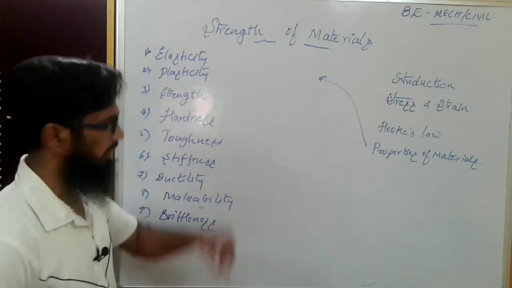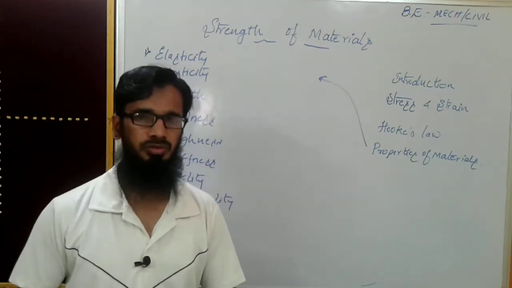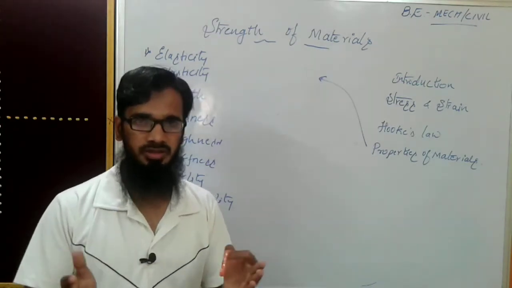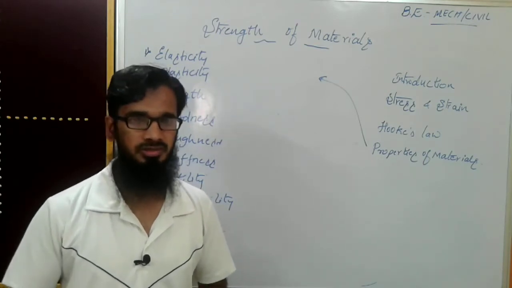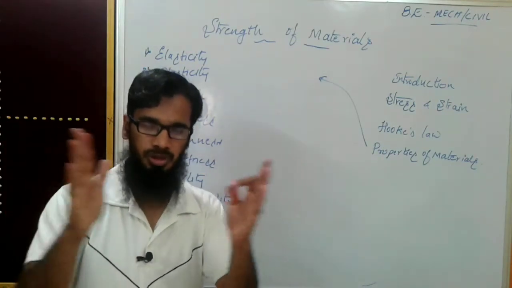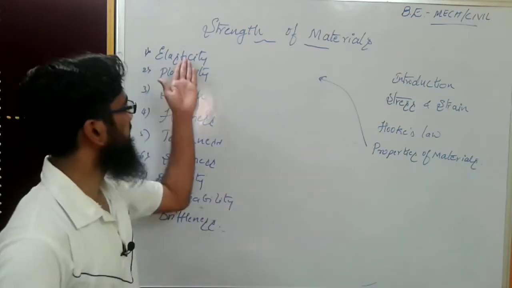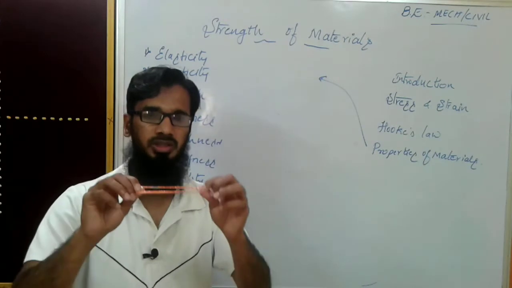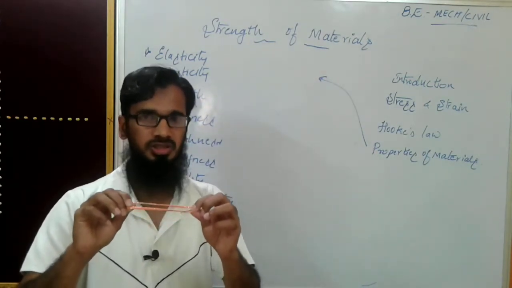Now the first thing is elasticity. Elasticity means when you apply the load, the material is subjected to an elongation or contraction. That means there will be deformation. It depends on the load. If it is a tensile load, elongation takes place. If you are applying a compressive load, contraction takes place. Now elasticity means when you apply the load, to some extent the length will increase. Length means the dimensions will change.